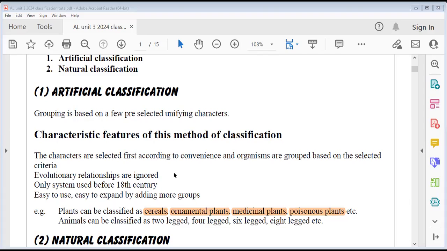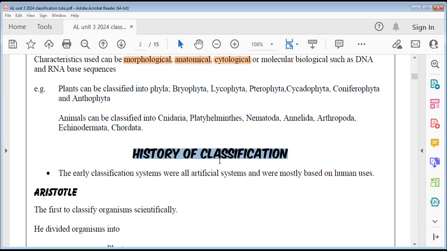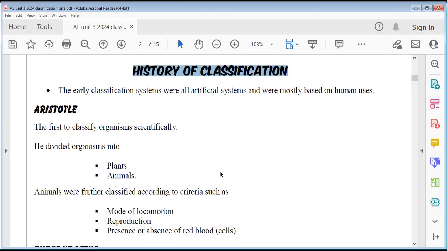Clear, sir? Okay. Thereafter, we are going to the history of classification. In the world, the first man who did a scientific classification of organisms, that honor goes to whom? Aristotle. Aristotle was a man from very ancient times. He lived around 350 BC. But he was actually a very talented man for that time, understood?